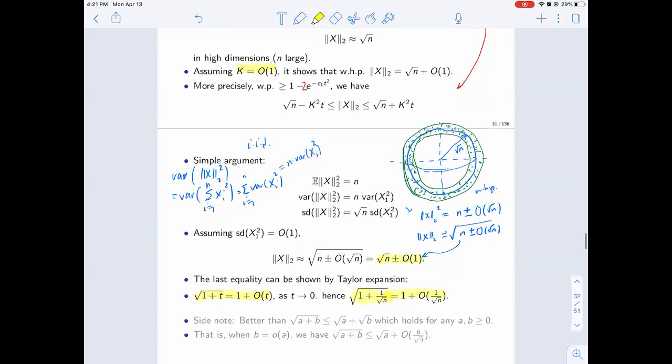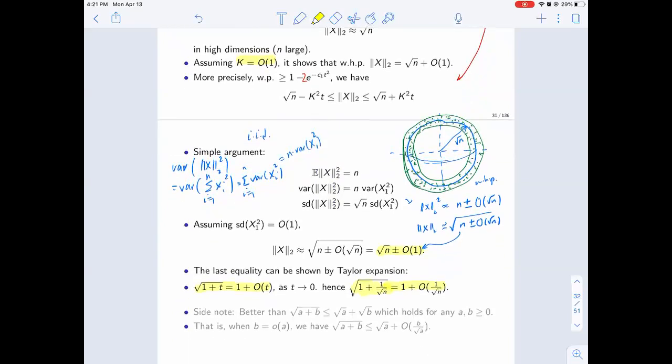This is somewhat of an interesting observation. And you can also read this side note here. So if you do a, people often do this inequality. If you do this inequality, you get a worse bound. So this is a sharp bound. If you take a square root of something which is n plus or minus O of root n, you get root n plus or minus O of 1. And that's basically the general idea.